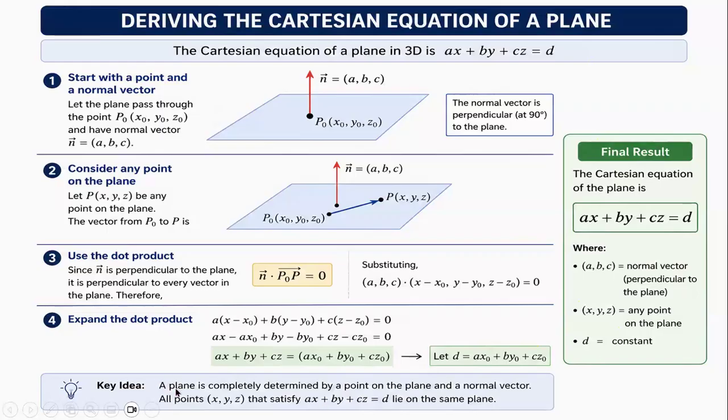So the key idea here is that a plane is completely determined by a point on the plane and a normal vector. So all points (x, y, z) that satisfy ax plus by plus cz equal d lie on the same plane. So the final result here is the Cartesian equation of a plane is ax plus by plus cz equal d, where (a, b, c) is the normal vector perpendicular to the plane. And again, (x, y, z) is any point on the plane, and d is your constant.